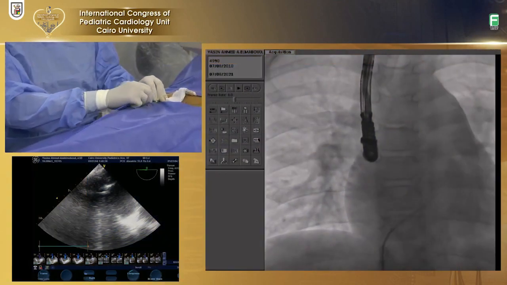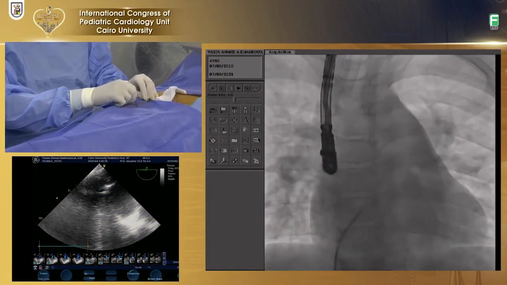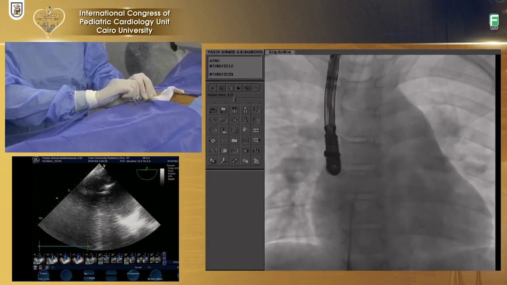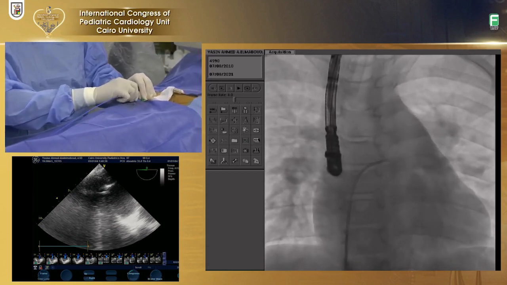Our aim is to cross from the right atrium to the left atrium and try to lodge it in one of the upper or middle right pulmonary veins.